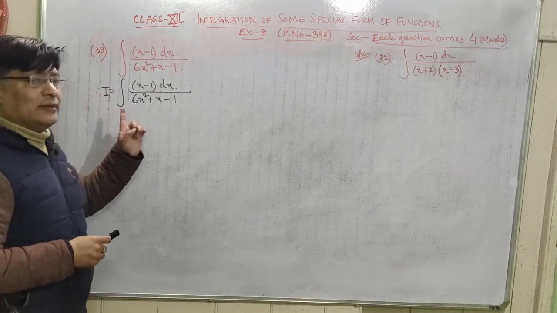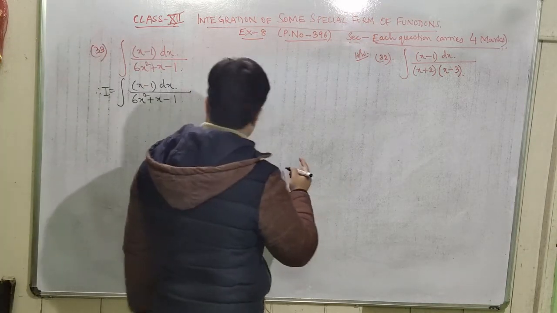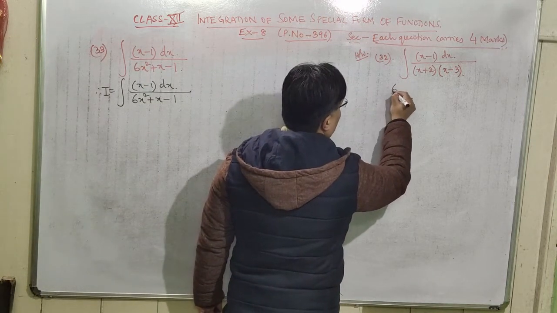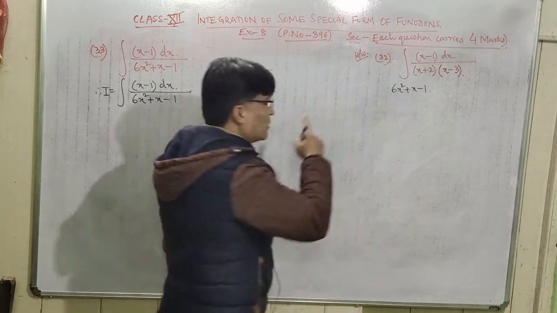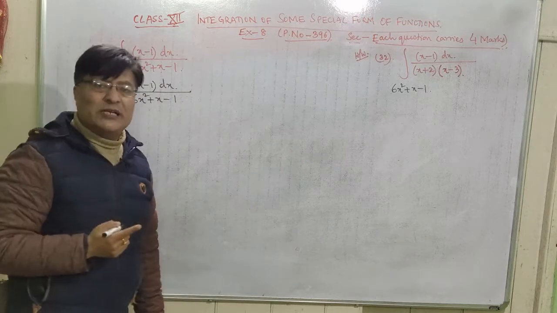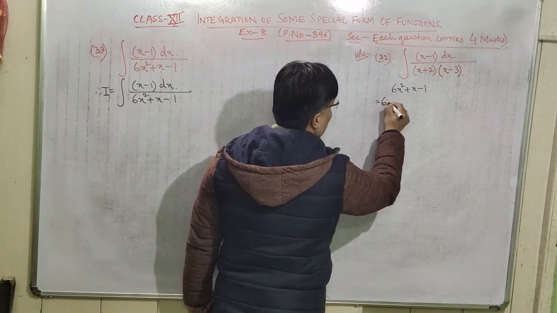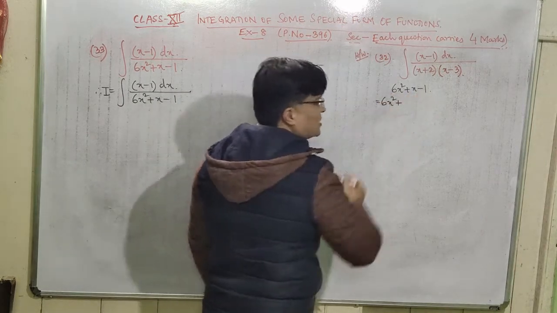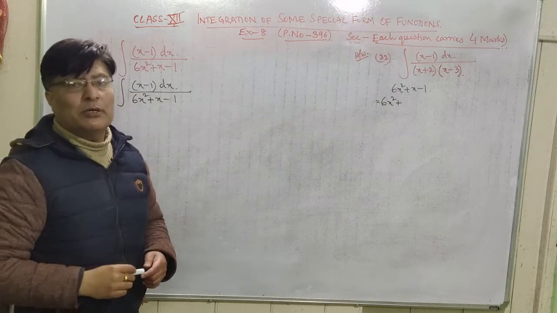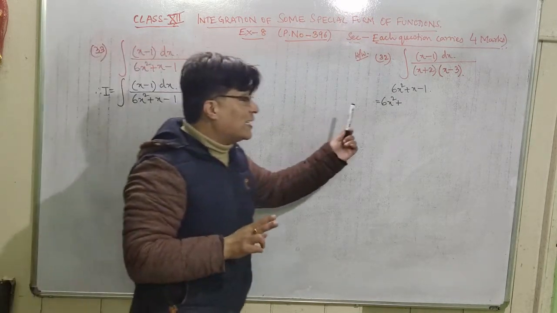So you can factorize this denominator, right? So let us write here denominator. What is denominator here? It is 6x square plus x minus 1. So how can you factorize it? You can use middle term breaking. You know how to factorize it, right? So which is equal to 6x square plus, 6 into 1 is 6. If you multiply the two numbers, you should get 6. And if you subtract the two numbers, you should get 1.